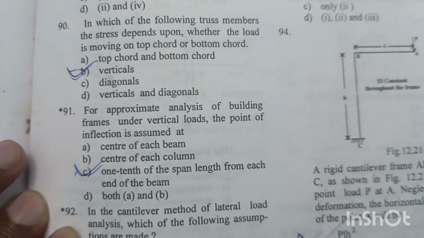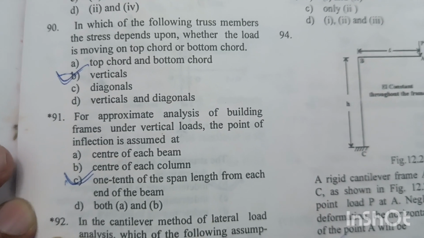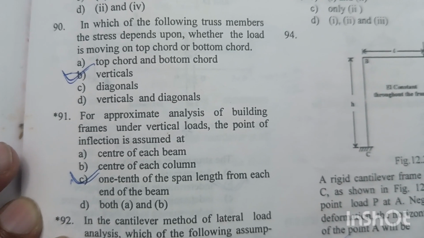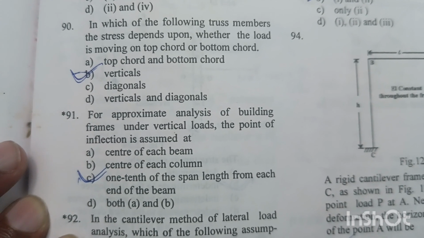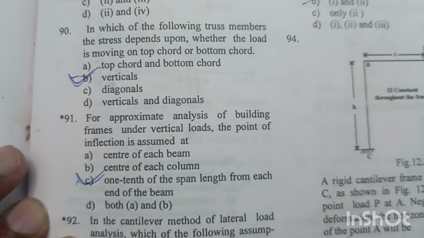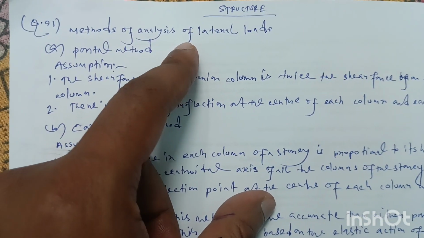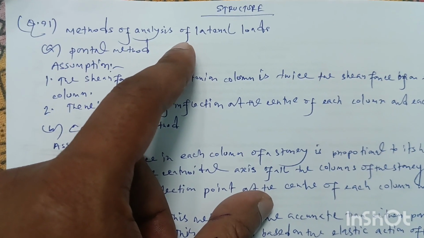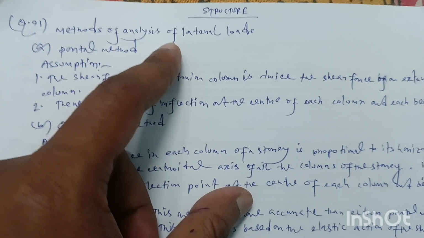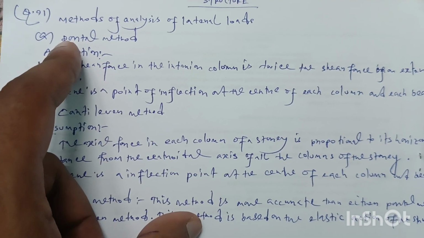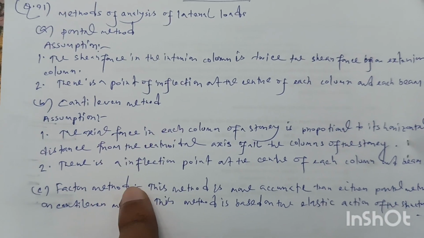Question number 91. For approximate analysis of building frames under vertical loads, the point of inflection is assumed at 1/10 of the span length from each end of the beam. Option C is the right answer. So there are mainly three methods for the analysis of lateral loads in portal frames or multi-story buildings. The methods are the portal method, cantilever method and factor method.